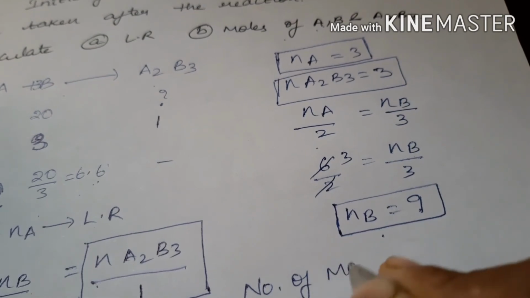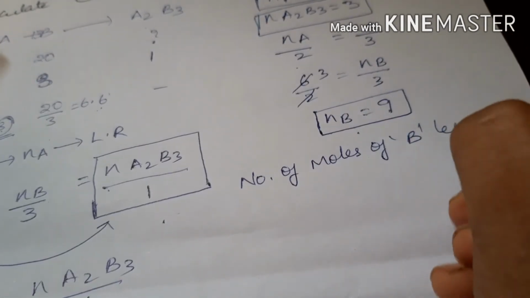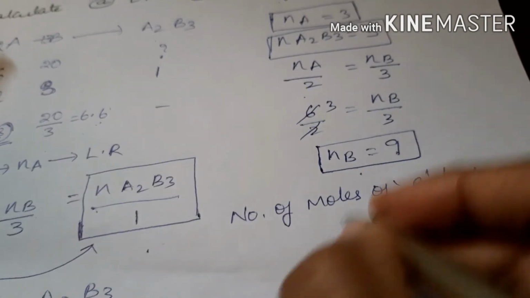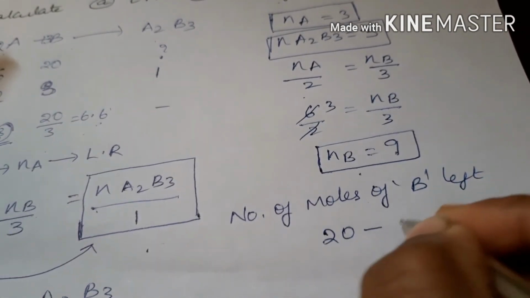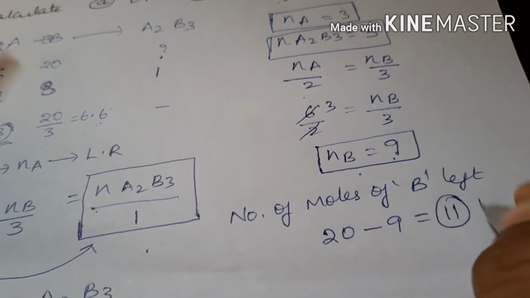Here 9 moles are consumed, so how many moles of B are left? The number of moles of B left is, we know already, 20 moles minus 9 moles consumed. That means 11 moles of B are left.